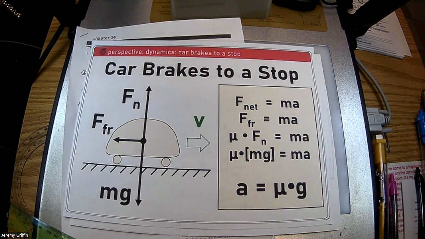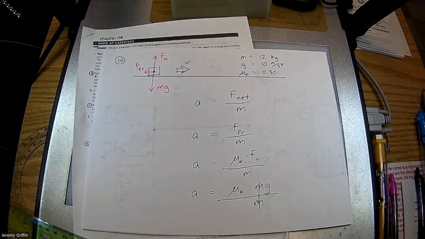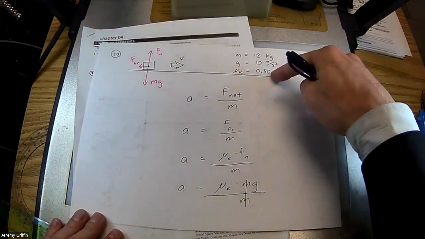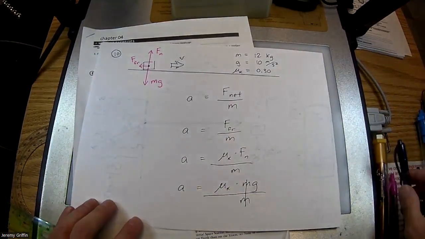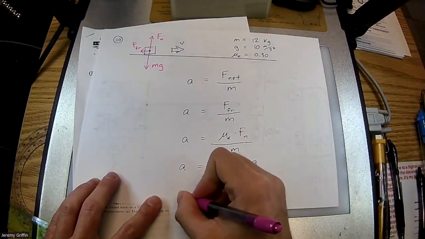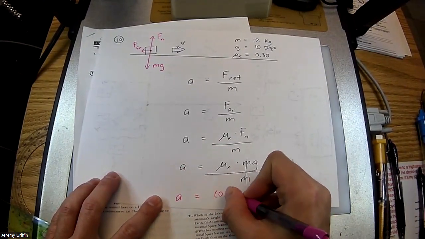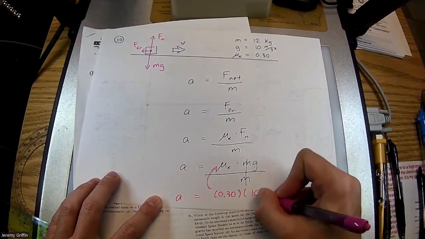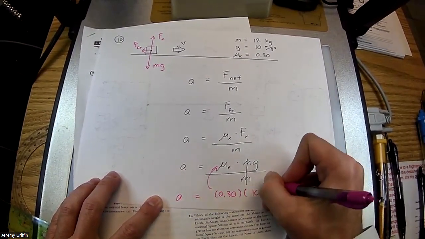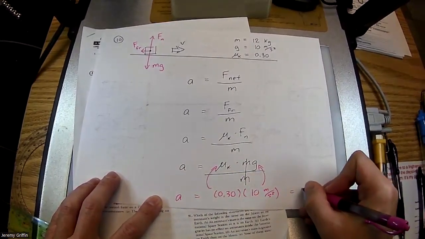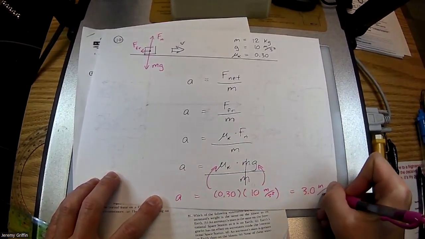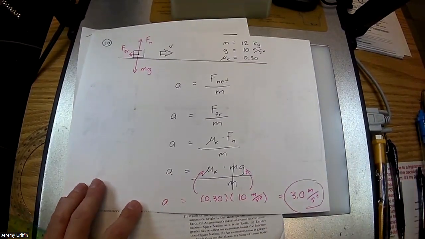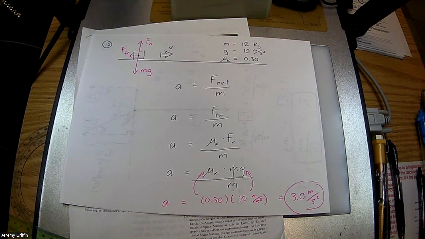Okay. Well, we did a bunch of solving in terms of variables, but they did give us some numbers. So I guess let's get a number. We've got 0.3 times 10. So the rate that the car is slowing down in this case is 0.30 times 10 meters per second squared. Could that be 3 meters per second squared is slowing down? There it is in terms of numbers. You guys good? Okay.